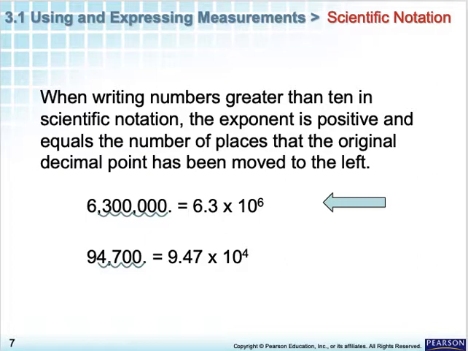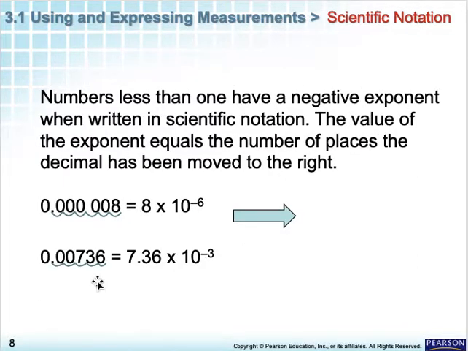And in this first example of 6,300,000, we've moved it 6 places. So these 3 zeros and then these 3 places to go in between the 6 and the 3. Here we're going to move the decimal place in the same direction. It needs to end up between the 9 and the 4 so that I have just one digit bigger than my decimal. And then we just count how many places over, in this case 4.